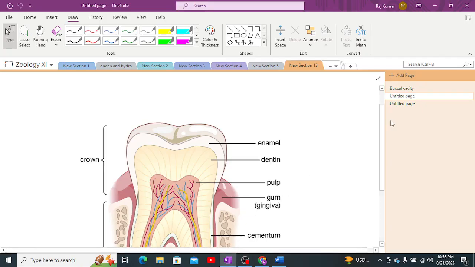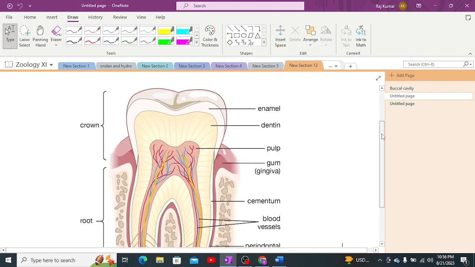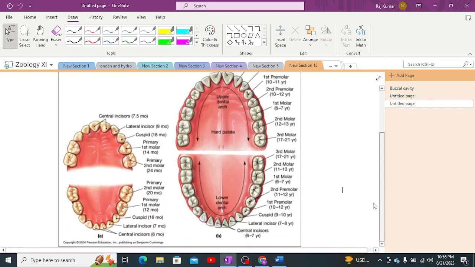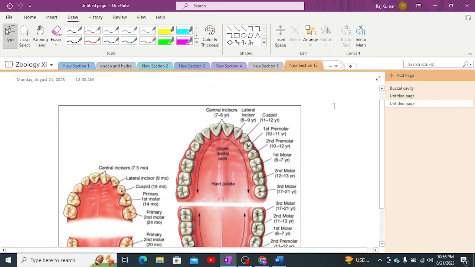Good evening, one and all, and today we are going to discuss the structure of teeth. First, we are going to discuss how many teeth are present. So, there are the human teeth. Teeth present in humans are basically of three characteristics.